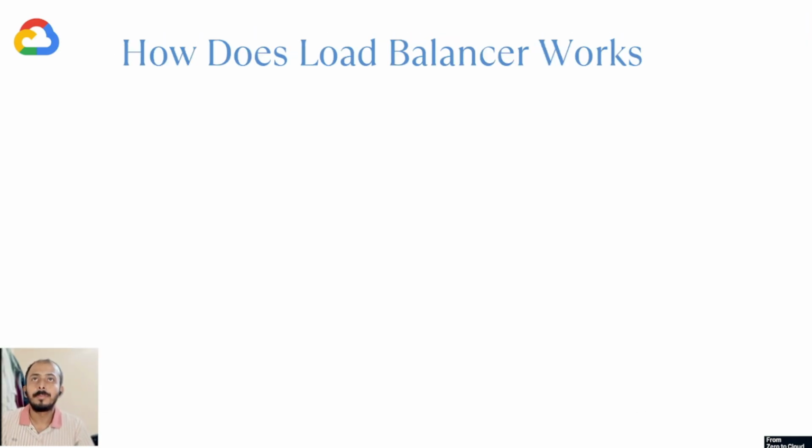So now let's understand how a load balancer actually works behind the scenes. When a user tries to access your website, the request first reaches the Google Cloud Load Balancer, not your server directly. The load balancer checks which backend server is healthy and closest to the user. Then it forwards the traffic there automatically. If one server goes down, the load balancer instantly redirects traffic to another healthy one. No manual intervention required.